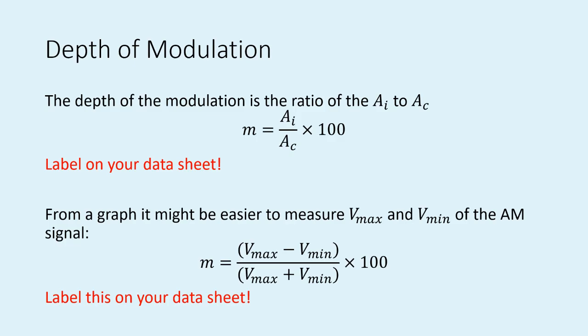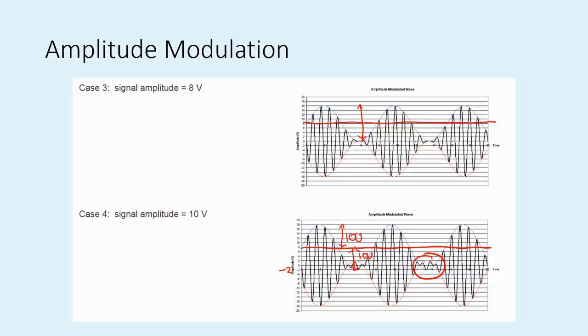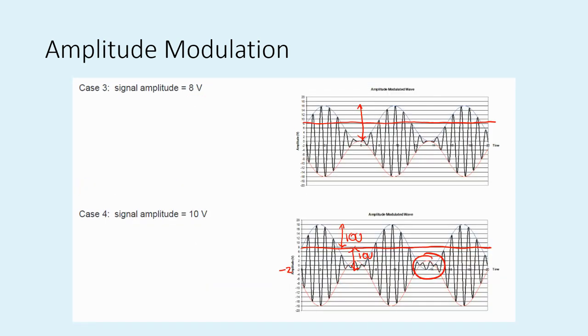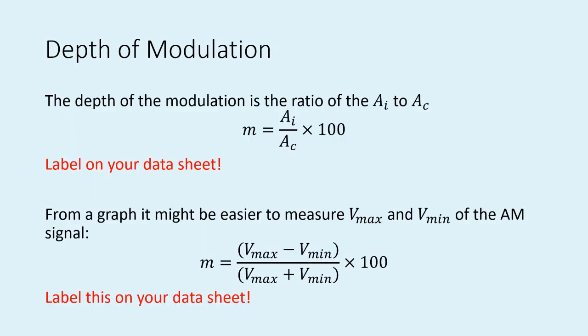So how do we measure the depth of modulation? Well, if we increase the information amplitude, as we've seen from these 4 graphs, we increase the depth of modulation. However, if we increase the carrier amplitude, then it has less of an impact. The higher the carrier amplitude, the less the depth is modulated. So this brings us to the equation that the depth of modulation is equal to the information amplitude divided by the carrier amplitude, and we times by 100 to turn it into a percentage. Make sure you label this on your datasheet.